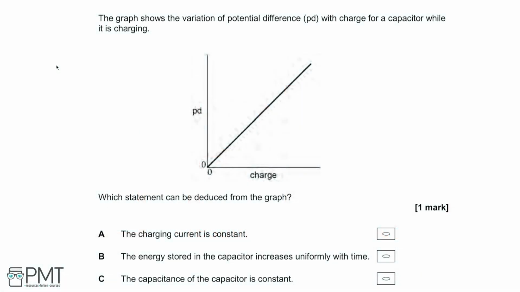This question is about charging of capacitors. The question says, the graph shows the variation of potential difference with charge for a capacitor while it is charging. And here we see a directly proportional relationship between the potential difference and the charge. Which statement can be deduced from the graph?